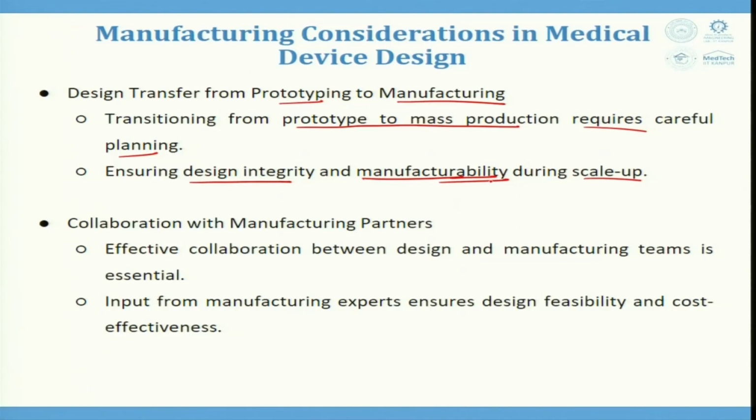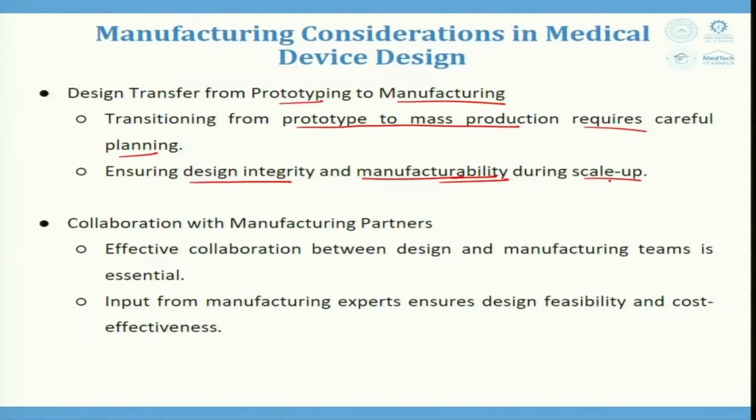Manufacturability is how closely, how fast, and how cost effectively you can manufacture the product. So manufacturability is also important to scale up the product. Scale up means we are scaling up the number of units which are to be manufactured. So here, addressing potential challenges in selecting materials, selecting different processes, or maybe different production techniques is very important. Collaboration with manufacturing partners.